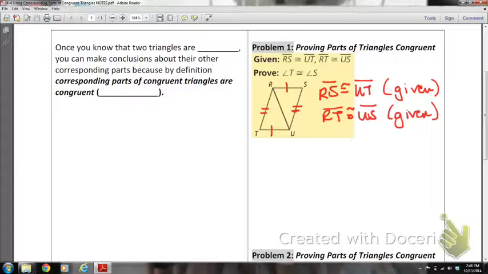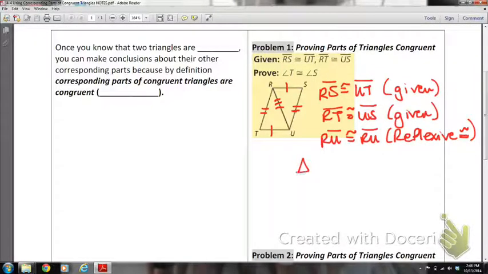So what else do we have that we can use to prove that these two triangles are congruent? We have a shared side, that shared side in the middle. RU is congruent to RU because of the reflexive property of congruence. Anything is congruent to itself. And now we can state that the two triangles are congruent.